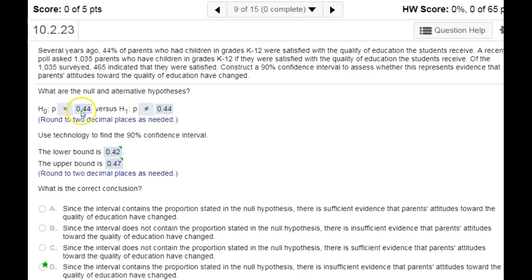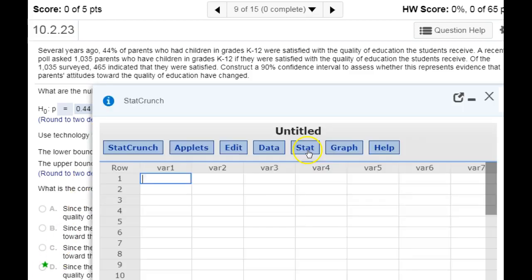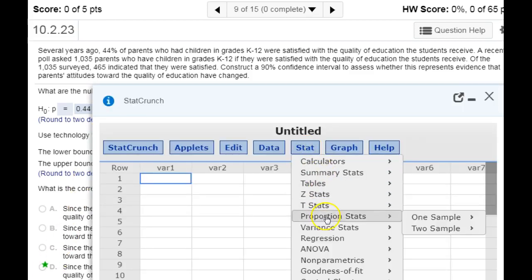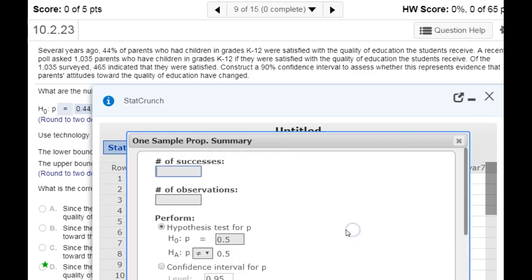So our null is that the proportion satisfied is exactly the same as what it was. And our alternative, since we're just looking to see if it's changed, gone up or down, is a not equals to that null hypothesis. And so now we're going to use technology. So we're doing proportion stats, one sample with the summary data.